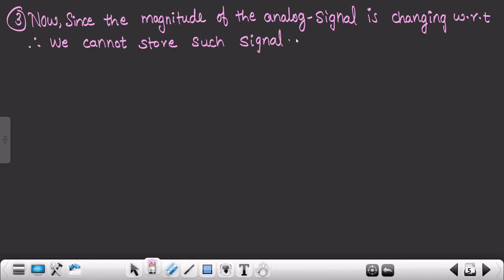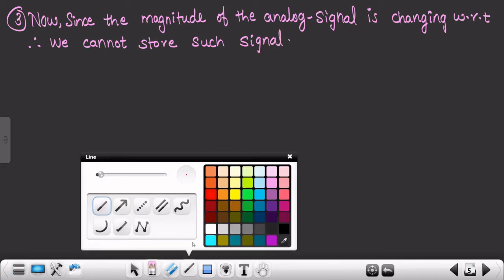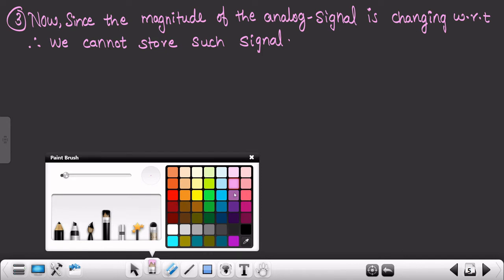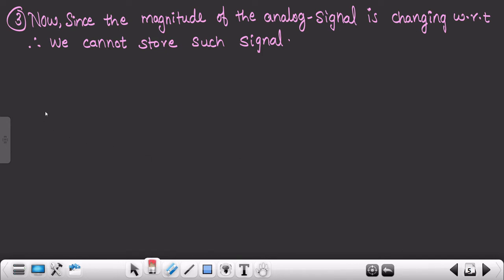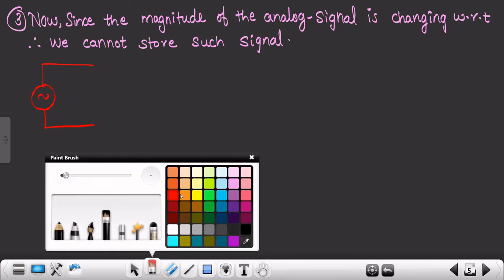Okay, now we'll try to understand this particular thing with the help of one example. So for that, let me take one voltage source. I'm drawing this diagram roughly so that you are in a situation to understand this concept in depth. Let me draw a sinusoidal voltage source. I'm providing an AC signal to, let's suppose, a capacitor.